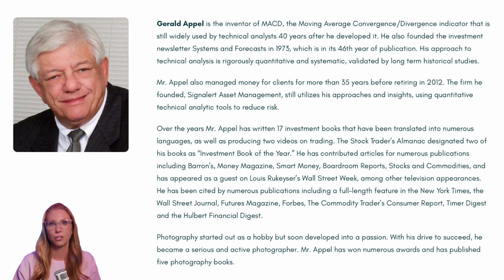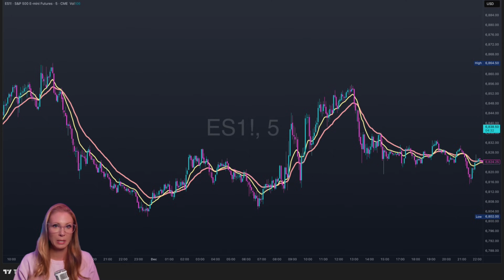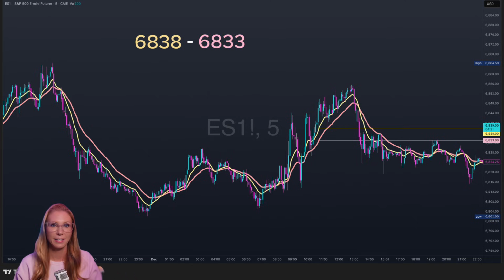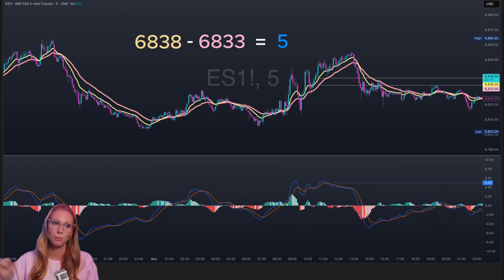Well, our guy, Gerald Appel, was clever, and he thought to pay attention to the difference between these two lines. So if we take the value of the faster 12 EMA and subtract the value of the slower 26 EMA from it, we can quantify this trend. And in an uptrend, the faster EMA will be higher, so we'll get a positive difference. And if it's in a downtrend, it'll be negative. And that's where we get the MACD line. The MACD is that difference between the two EMAs.